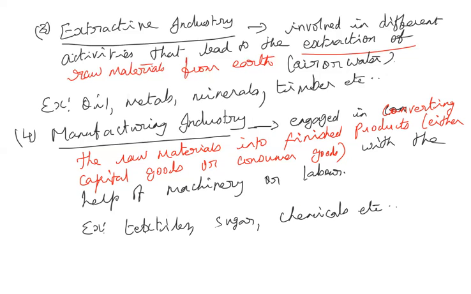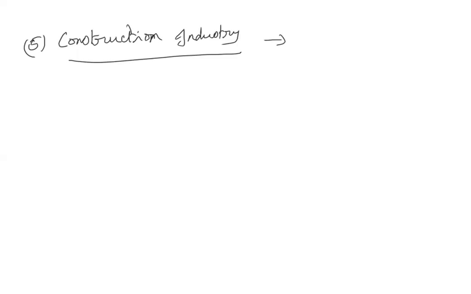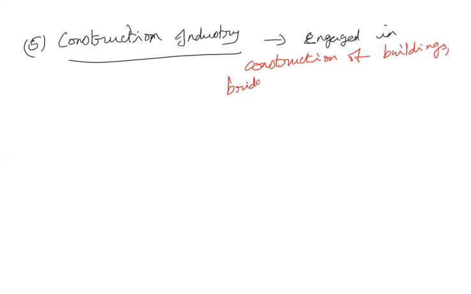Okay, then the next type of industry is the construction industry. Construction of bridges, construction of dams, construction of buildings. So they are called the construction industry. These industries are engaged in construction of everything: buildings, bridges, roads, dams, etc.